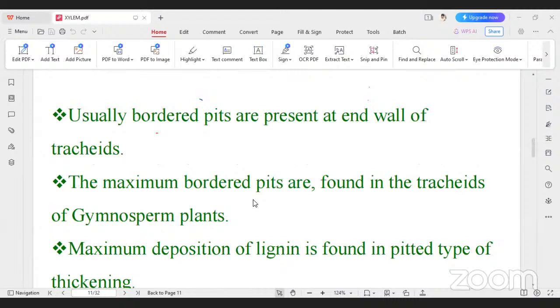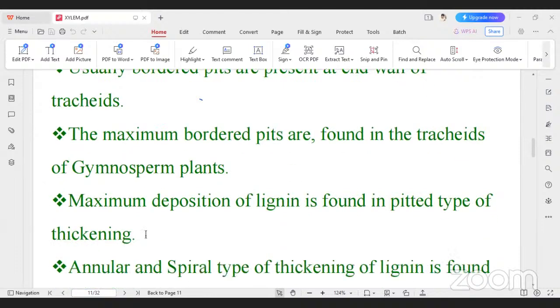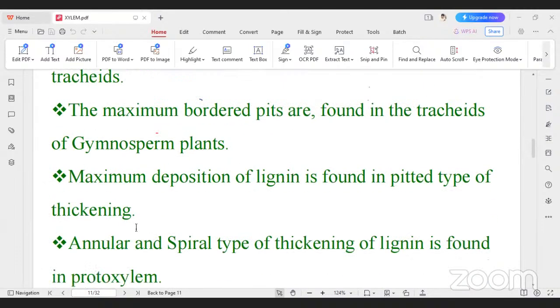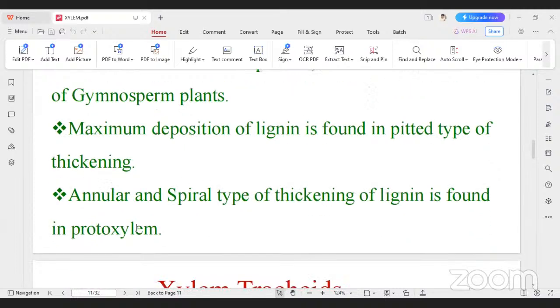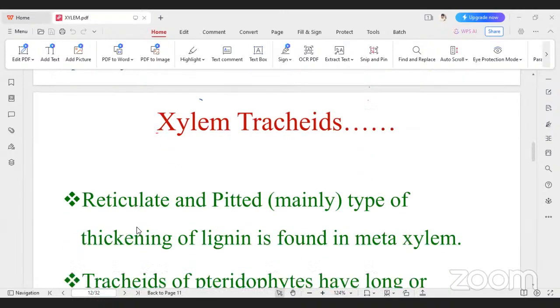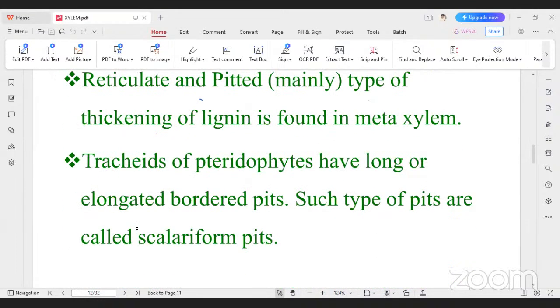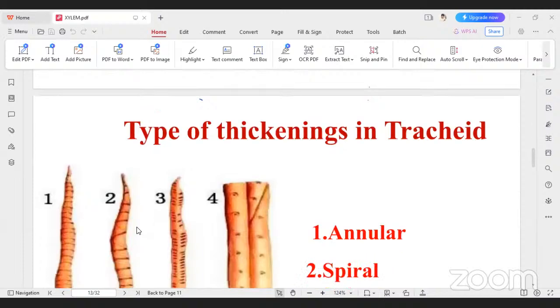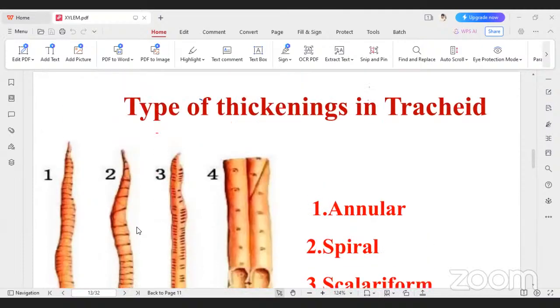Usually border pits are present on the end wall of the tracheids. We already discussed the difference between border and simple pits. Maximum border pits are found in the tracheids of gymnosperm plants. When compared with angiosperms, gymnosperm border pits are more numerous. The maximum deposition of lignin is found in the pitted type of thickening. Annular and spiral are different types of thickenings. No need to explain that. Reticulate is already clearly given, diagrammatically in our book.